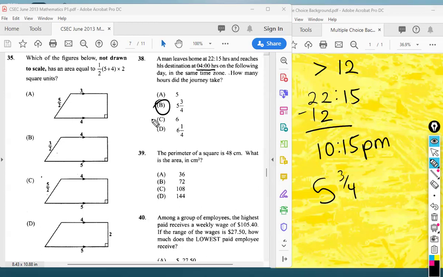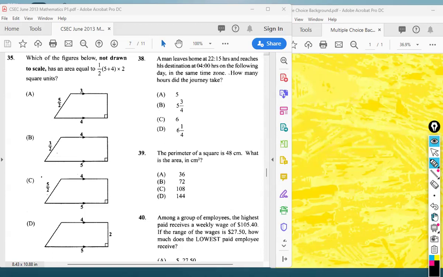Number 39. Well, this is a primary school level, literally an SEA question. So if you have a square and the perimeter is 48, then you divide it by 4. So that means each side is 12, right? The area is side by side, 12 by 12, which is 144.